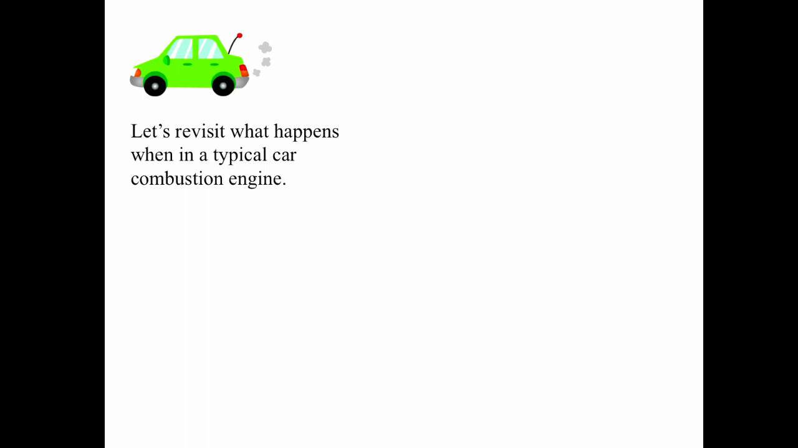So let's think back to Unit 2, Chapter 1 in our textbook, and what happens in a typical car combustion reaction. So remember, we have our inputs. We have gasoline and oxygen yield CO2 and water, and this is when everything is going well. But there were also some pollutants that we talked about.